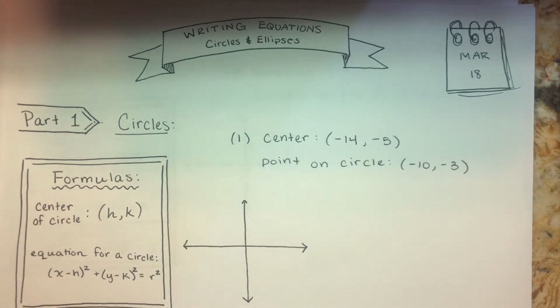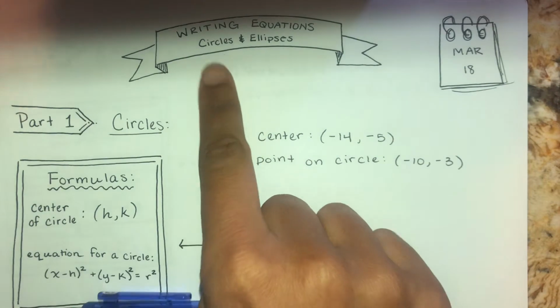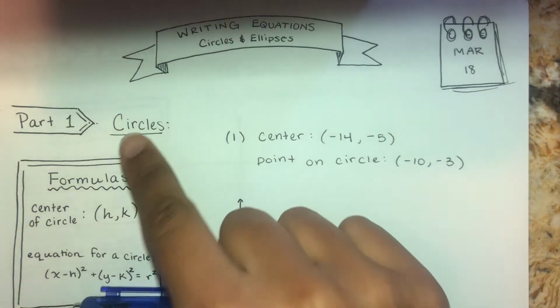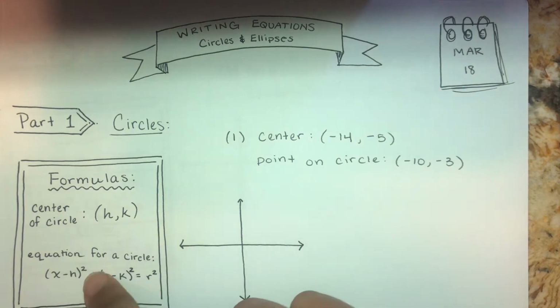Okay. All right. So we're only going to be writing equations today. We're doing 4 problems in total. So first up is circles. Center of a circle is h comma k. Equation for a circle is this.